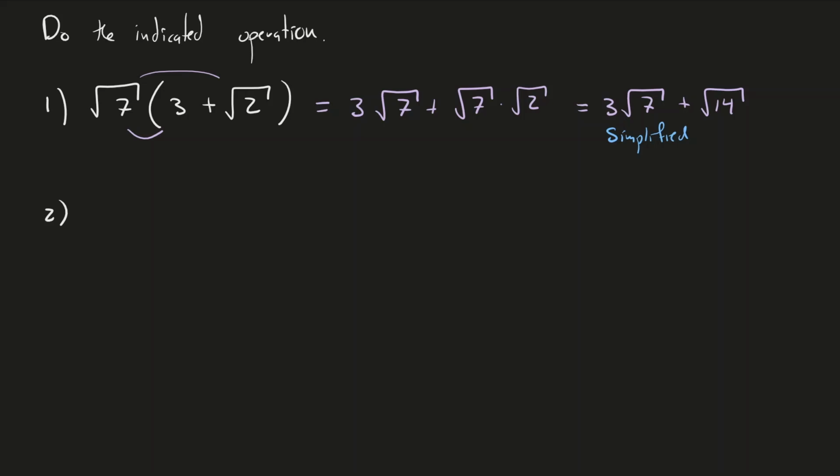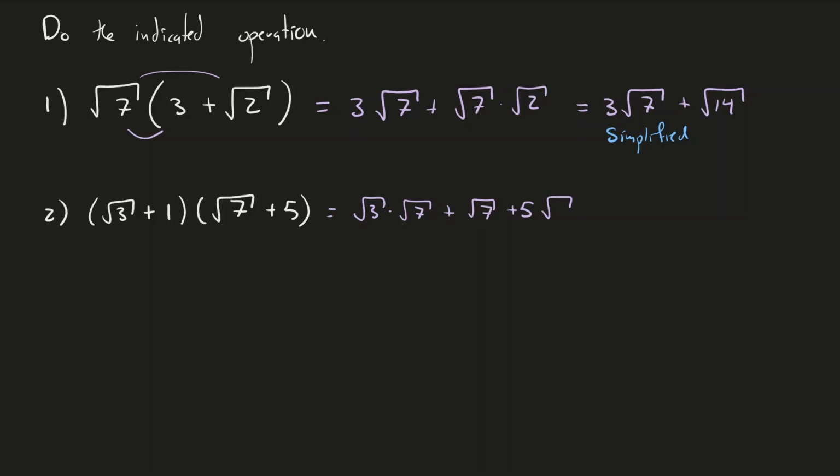2. Let's try the square root of 3 plus 1 times the square root of 7 plus 5. With this one, this is just like polynomial multiplication. Like if the root 3 was an x and the root 7 was a y, you'd multiply it the same way. So in this case, we get a root 3 times a root 7, plus root 7, plus 5 root 3, plus 5. So that's it, just fully expanded out. We have all 4 of the terms there.